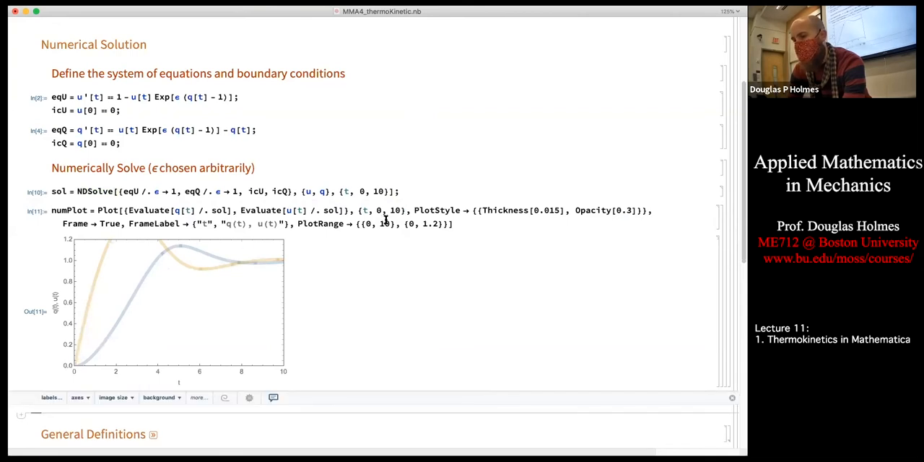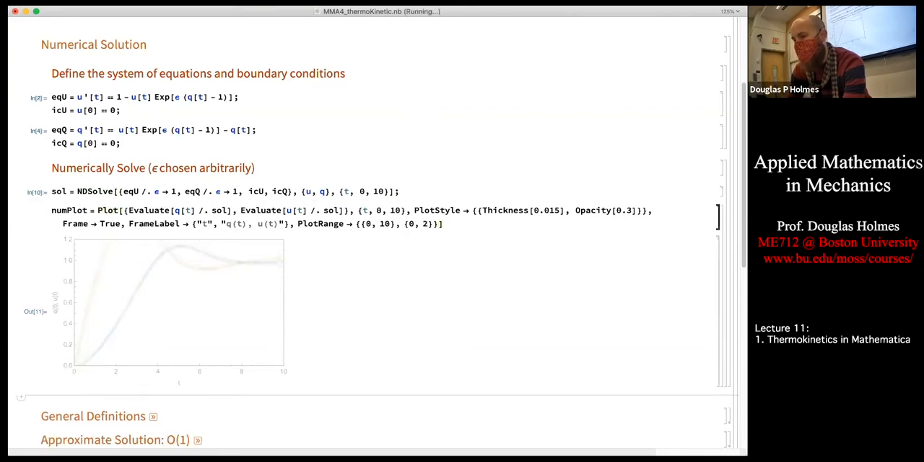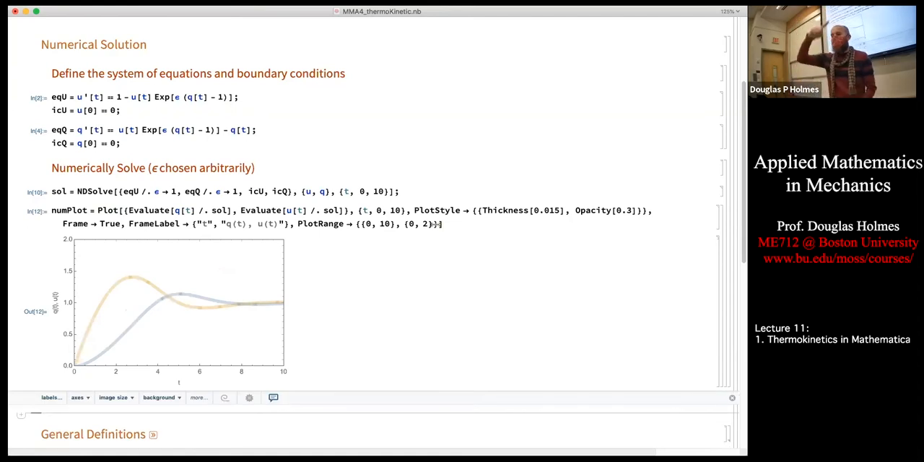oops, I lost the plot. So let's go up to it. You can start to see that what we're seeing are these damped oscillations of our solution.